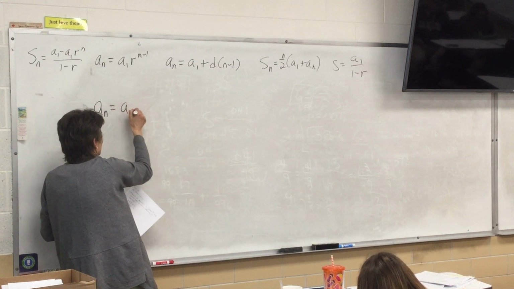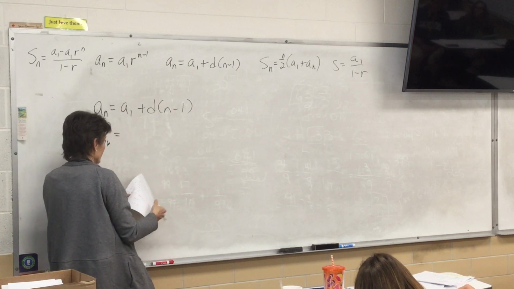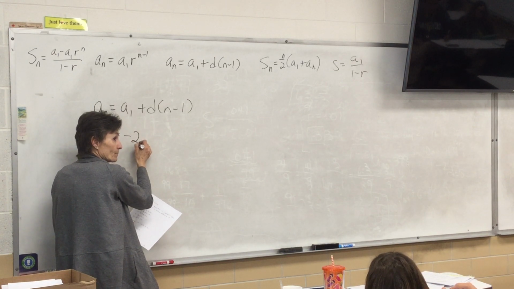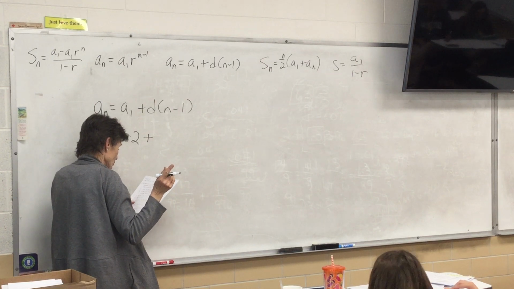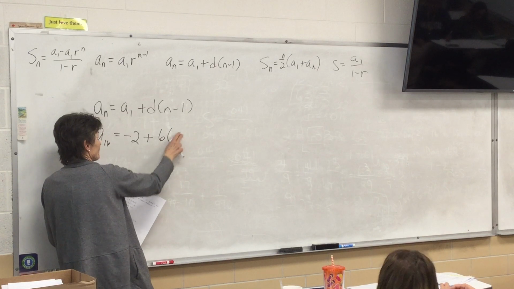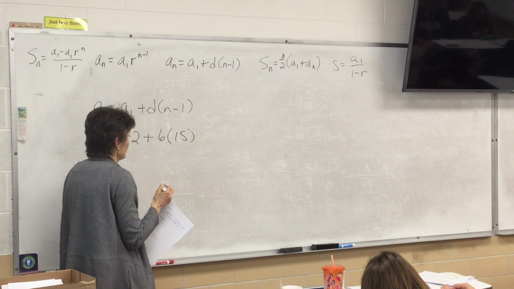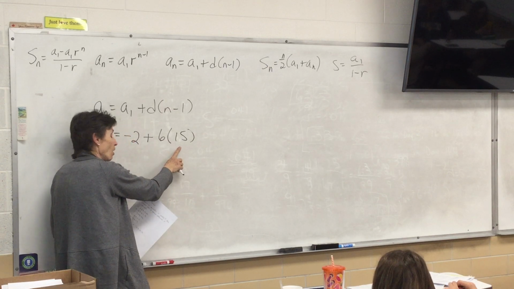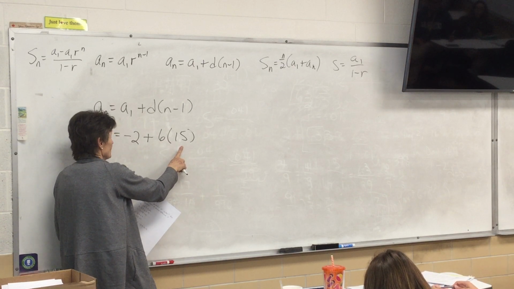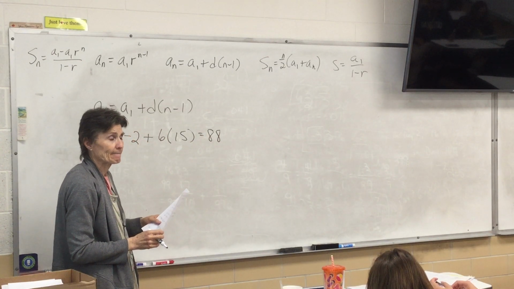So the 16th term, that'll be a sub 16, is the first term, -2, plus the common difference. What did you say? Add 6. And then what's going to go in the parentheses? 16 minus 1, or 15. Yeah. So we multiply first, always multiply first. So that's 90. So 88. You get 88 as the answer? Yeah.